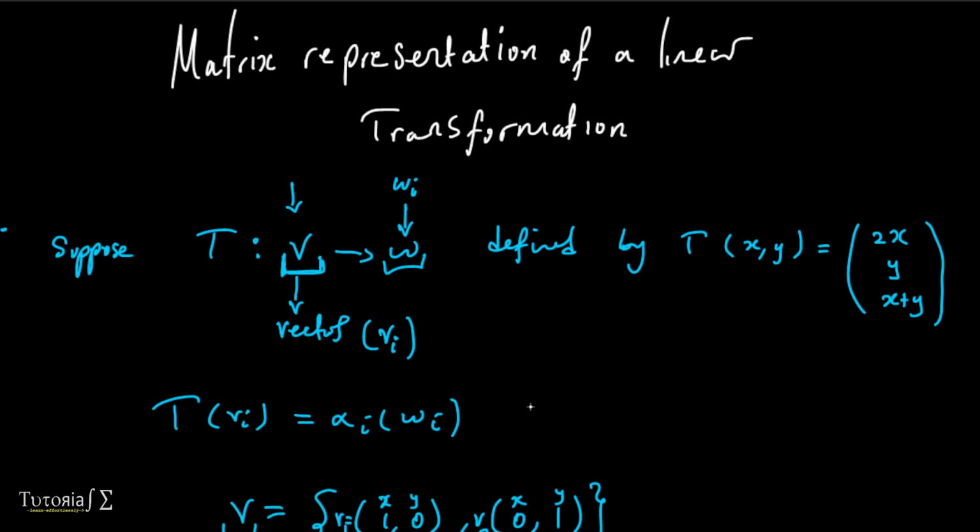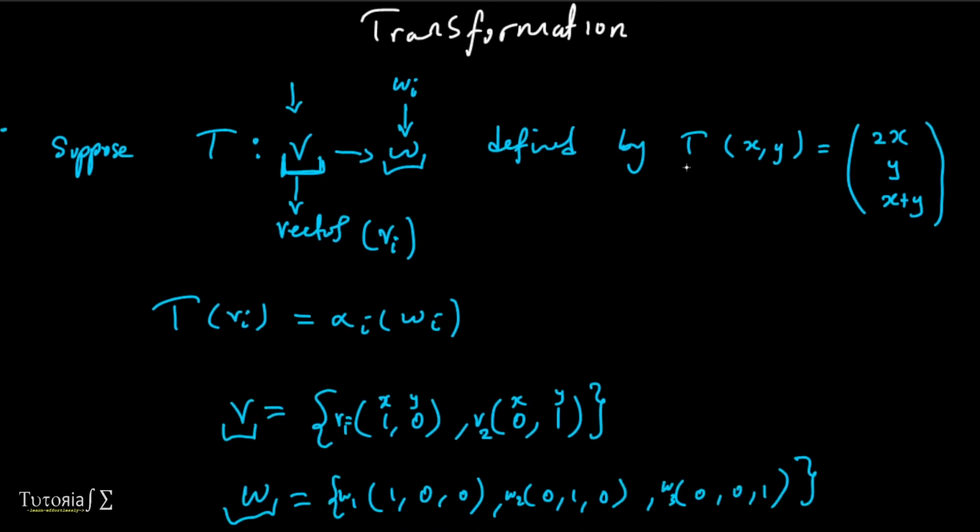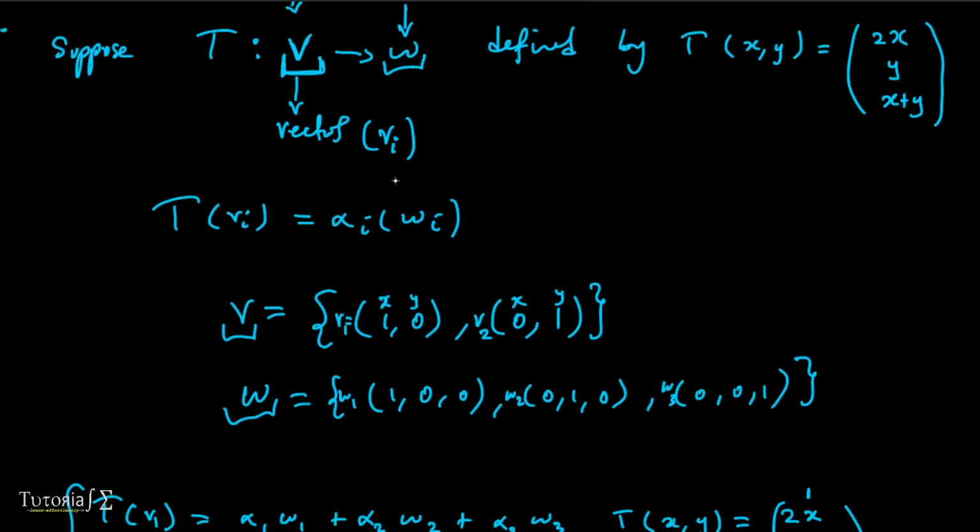Then it is defined by that, but the matrix representation of a linear transformation involves writing vectors in the input as a linear combination of vectors in the output, which is what we've done here. So we write the transformation of vectors in the input as a linear combination of vectors in the output. So same procedure.